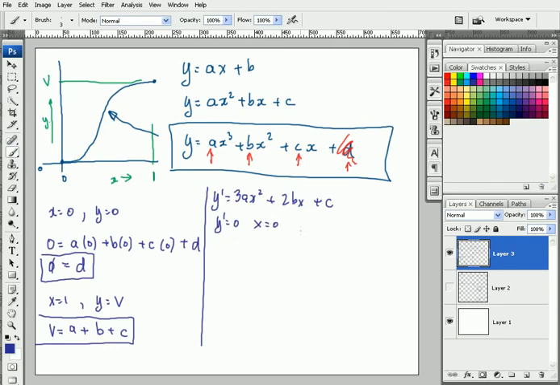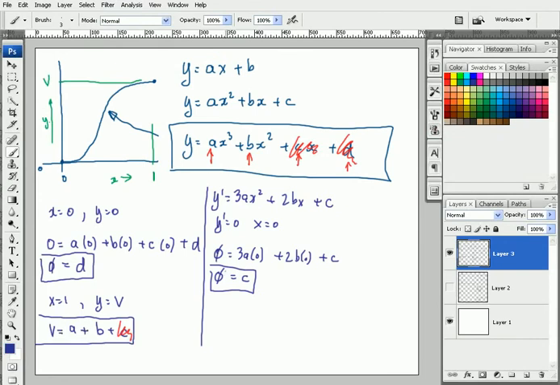So let's plug those numbers in and see what that gives us. 0 is equal to 3 times a times 0, so that's going to be 0, plus 2 times b times 0 plus c. Therefore, this cancels out, and that just leaves us with 0 is equal to c. Well, that eliminates c for us, so we can cross that out, and we can cross this out, because we know that c is 0.